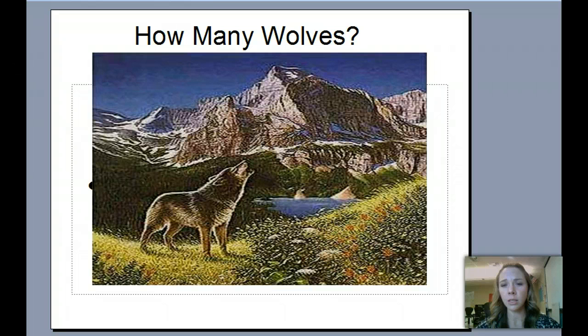So top-down processing, I'm looking for wolves. So I'm trying to find pictures of wolves in this. I see one, right, our obvious wolf, but can you find the other faces of the wolves? Go ahead and pause it and look for them.